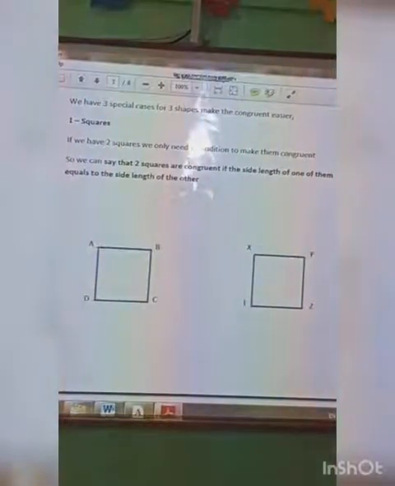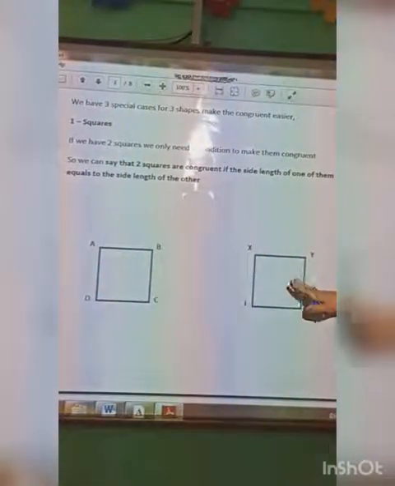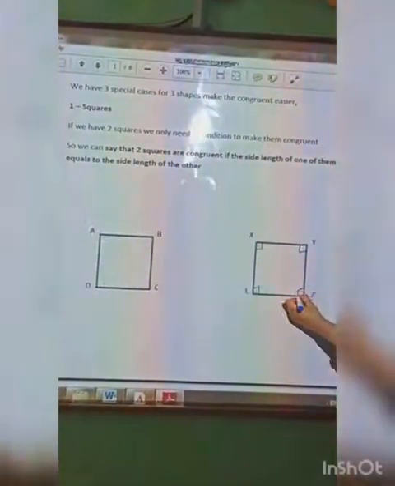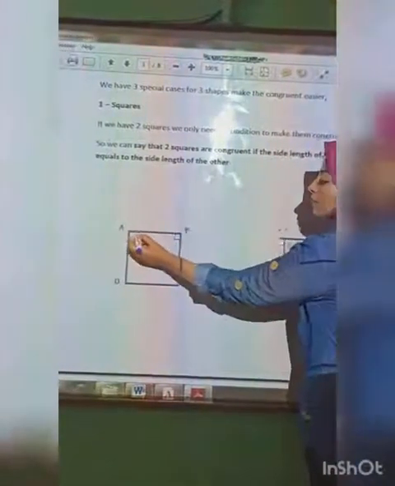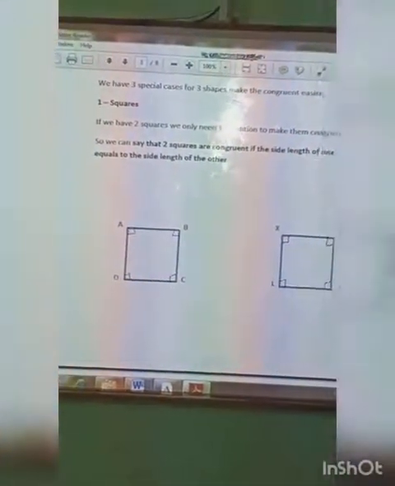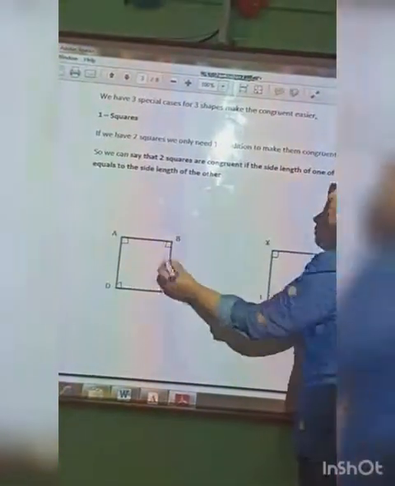I need only one condition because I don't need to prove the equality of angles, because we know that all the angles in all squares are right angles. All the angles here are 90 degrees. So I don't need to prove the equality of angles, but I only need to prove that one side is equal to the other corresponding side in the other polygon.